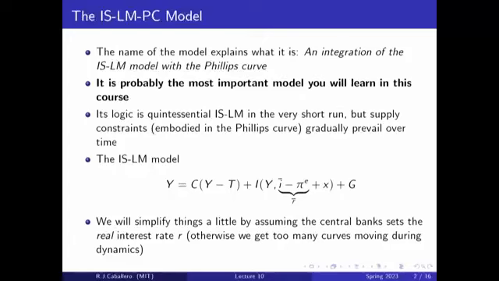That's the ESLM PC model, which I said is nothing else than just integrating the ESLM analysis with the Phillips curve. This is the IS part. And I said, at this point, I will follow the book and assume that the central bank can control the real interest rate rather than the nominal interest rate, which is what it really controls in practice. But I'm going to make that assumption so the pictures have less curves moving around when we do the dynamics. Okay? But that's just the ESLM, nothing different.